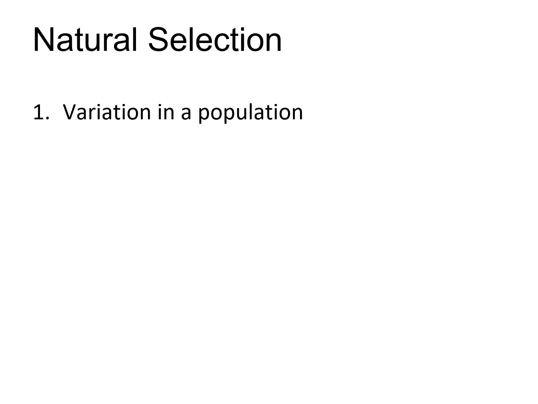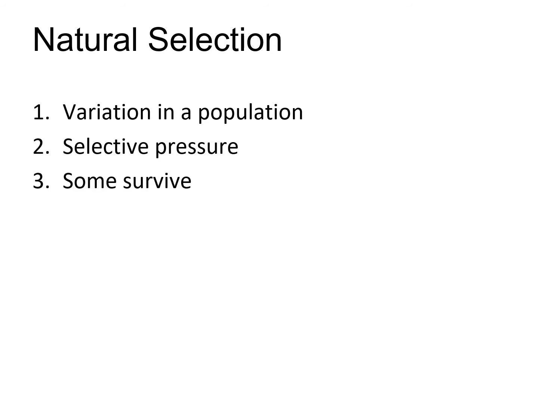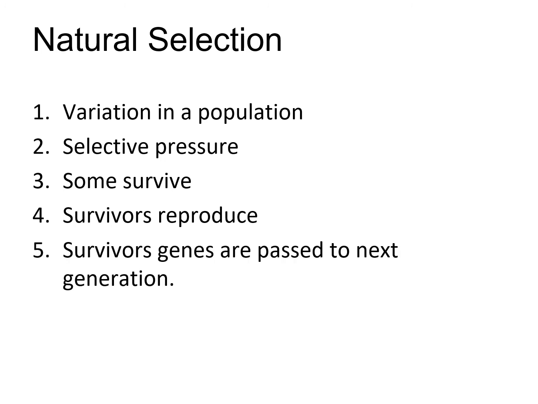In other words, they're not all identical. Then in their environment, there needs to be a selective pressure. And what that selective pressure means is that not all of the organisms, not all of the individuals will be able to survive, but some will survive. And those survivors are going to reproduce. And because they reproduce, their genes are going to be passed on to the next generation. And over time, if this selective pressure remains in the environment, the population's traits are going to change.